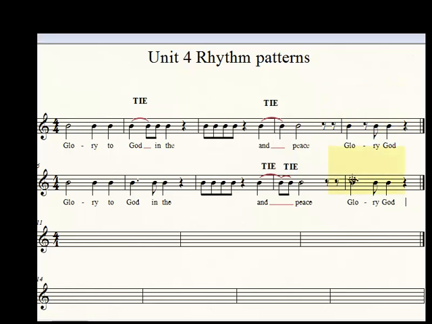And the second line, last bar, would be, here we go. Glory God. Yes, I'm supposed to do the d of the God at the rest only. So let's do it one more time. Line 1, last bar. Glory God. And line 2, last bar, would be smoother, where you're linking the word glory together. Glory God.